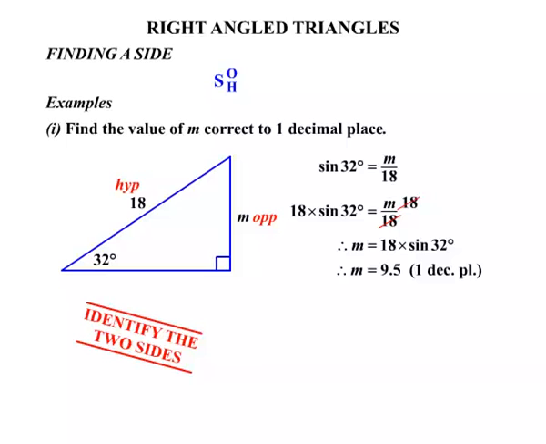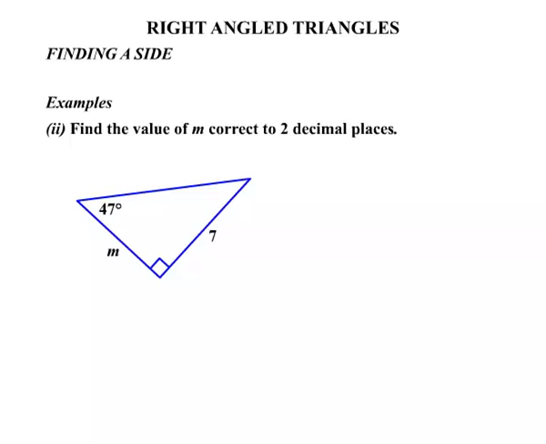Now I'm deliberately showing you each of these steps here, one step at a time. With practice you could probably skip at least one of these lines, but I will show you these lines in this lesson. The second example, find the value of m correct to 2 decimal places.